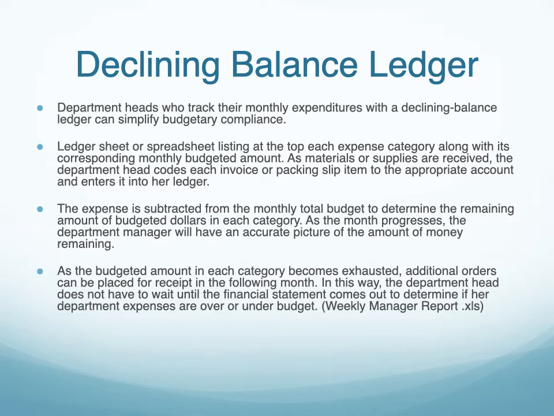As the month progresses, the department manager will have an accurate picture of the amount of money remaining. As the budgeted amount in each category becomes exhausted, additional orders for supplies can be placed for receipt in the following month. This way, the department head does not have to wait to see the financial statements to determine whether the department expenses are over or under budget. The declining balance ledger is an excellent planning tool that is particularly helpful to new staff, and its use should be standard procedure for all department heads.